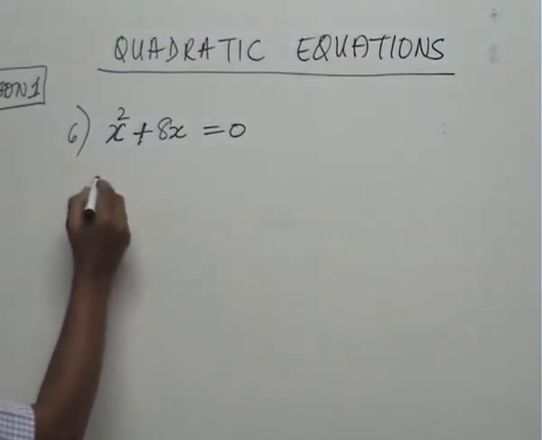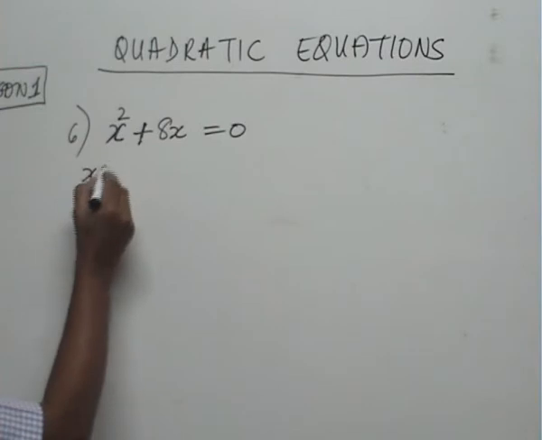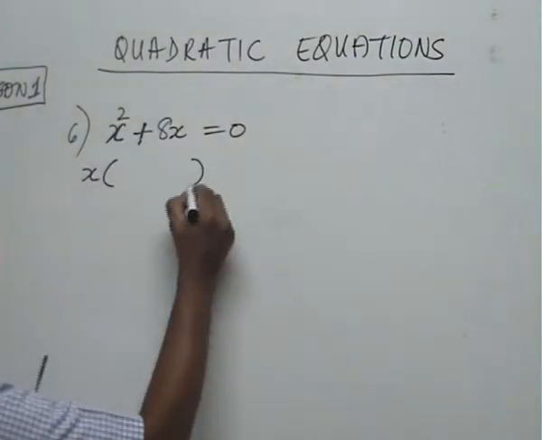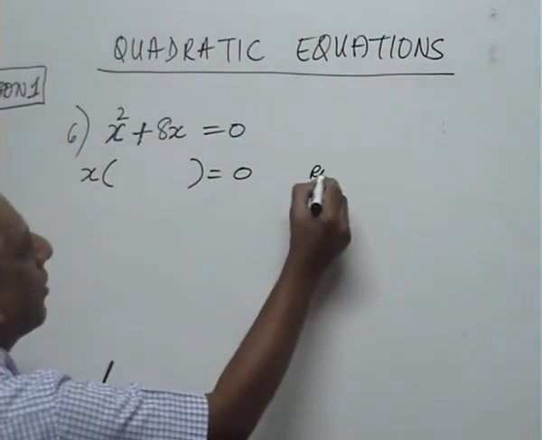Then in this case, if you wish to factorize, you have to remove common factor. In this one, you're removing common factor.